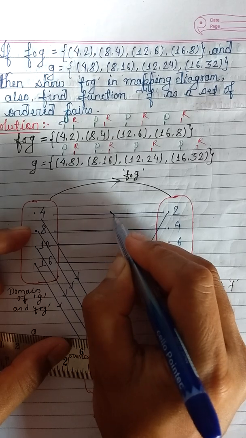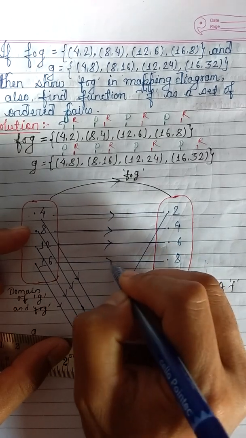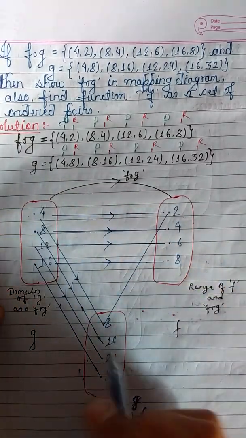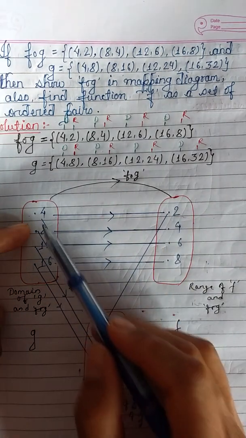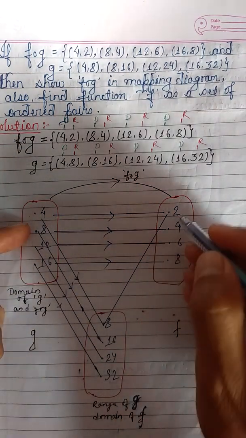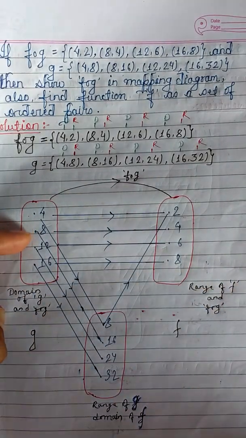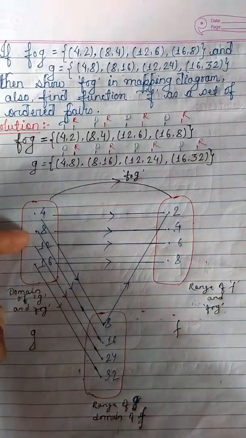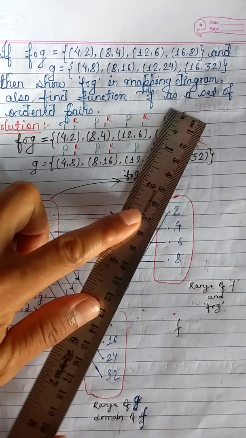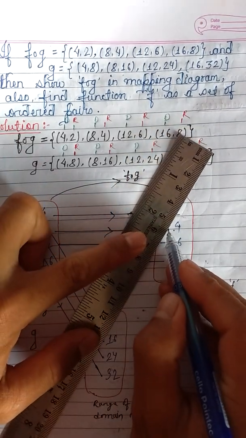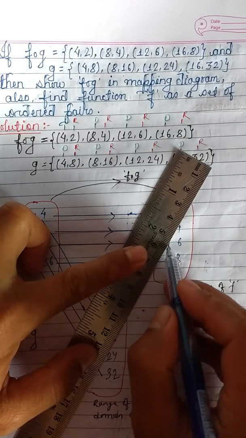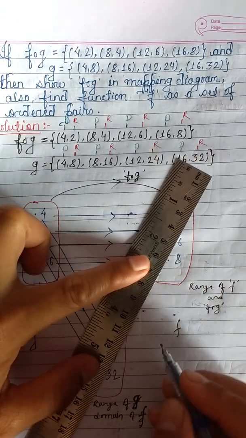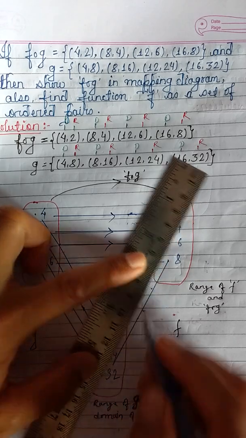Now the arrows, 1, 2, 3, 4. How do we know that 8 goes to 2? 4 goes to 2 in the composite and 4 goes to 8 in g, so obviously 8 must go to 2. Then 8 goes to 4 and 8 also goes to 16, so 16 must be mapped to 4. Similarly 24 must be mapped to 6, and 32 must be mapped to 8.